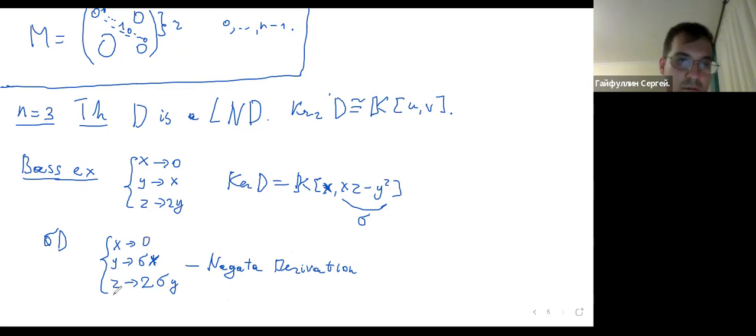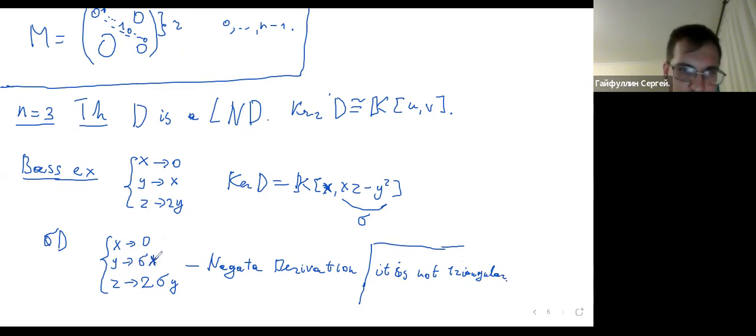And the well-known theorem of Shestakov and Umirbaev said that the corresponding exponent automorphism of this derivation is not tame, and of course it is not triangular, so this derivation is not triangular. It seems, what's the problem? Y goes to sigma x, but sigma contains z, and so this is not triangular in this coordinate, and this is not triangular in any coordinate.